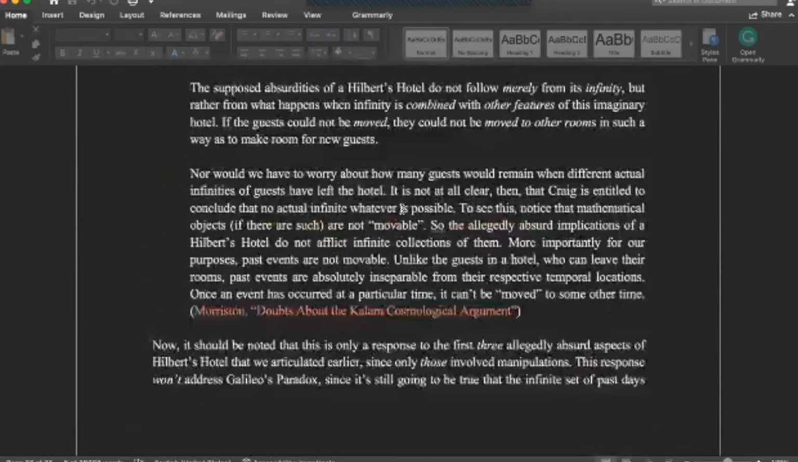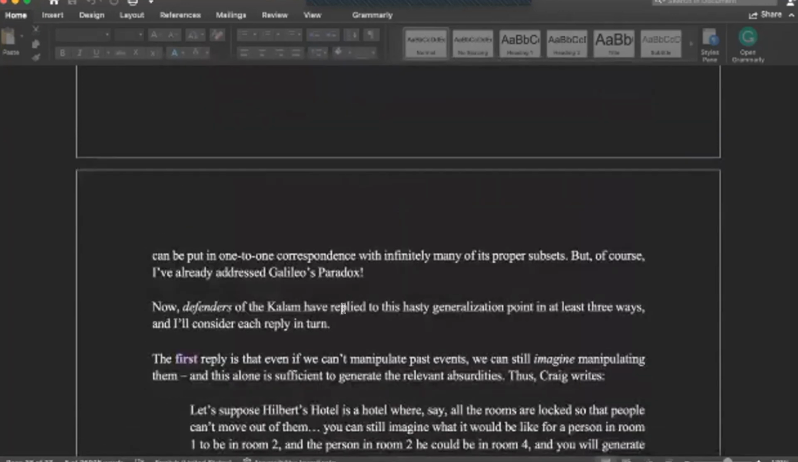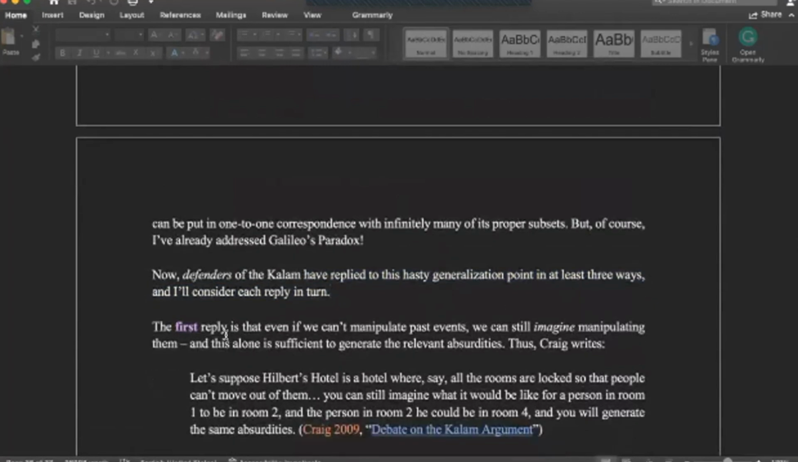Okay, so remember, I said that defenders of the Kalam have replied to this hasty generalization point in at least 3 ways. I'm considering them in turn. So the first one was that we can still imagine manipulating the relevant past events. Even if we can't manipulate them, we can imagine manipulating them. And I don't think that works. That was one of Craig's replies. So that's the first one.